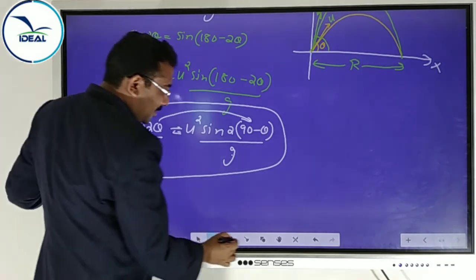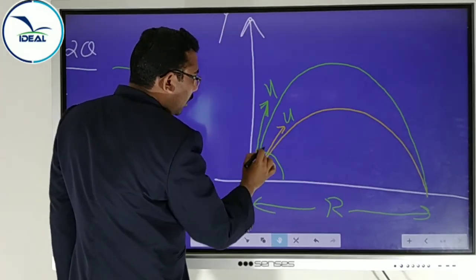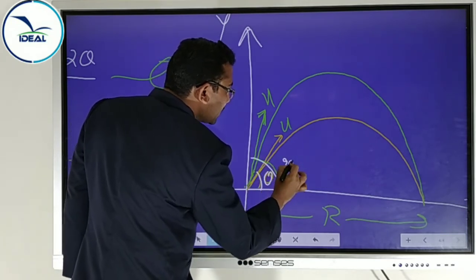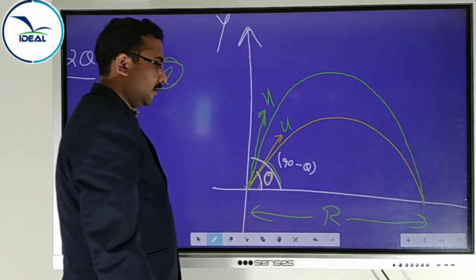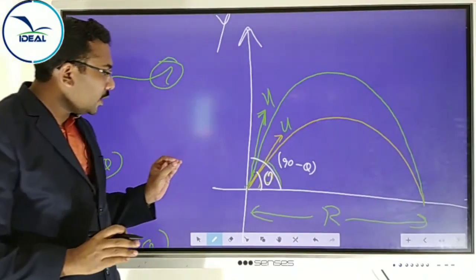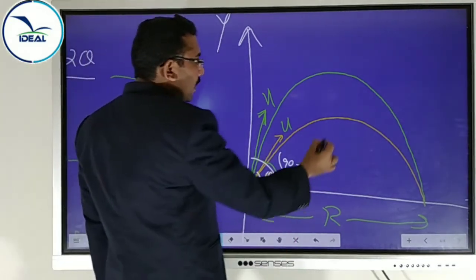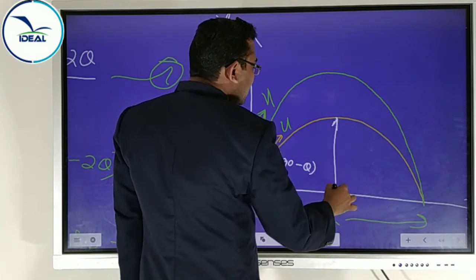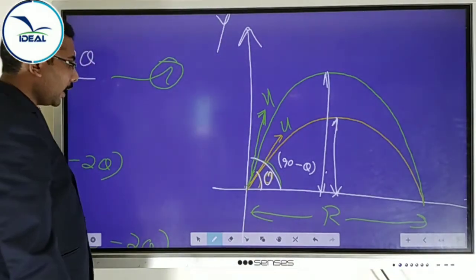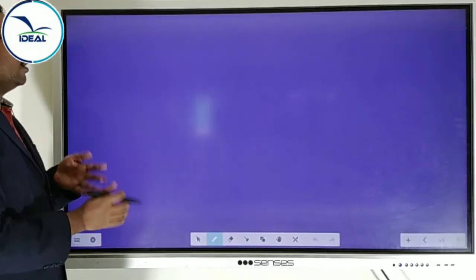That is, if we project the body with an angle theta or 90 minus theta, we get the same horizontal range without changing the velocity. Without changing velocity, we can throw a body at two angles and get the same range. But maximum height is different. Here the maximum height is less than the second. For more angle, maximum height is more. This is the question. Please note.